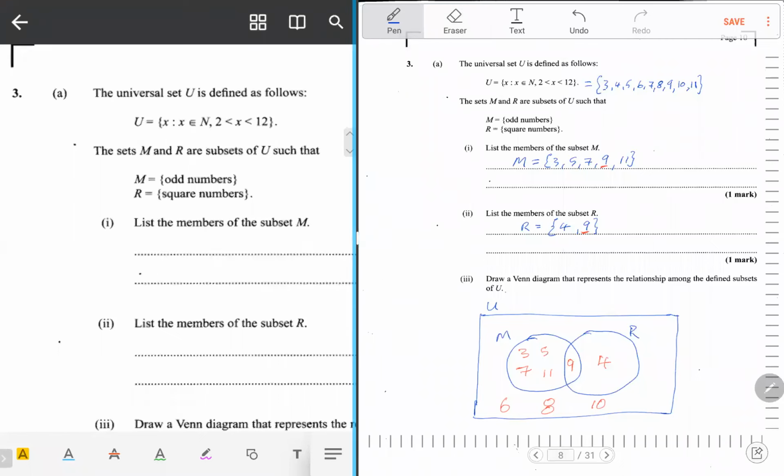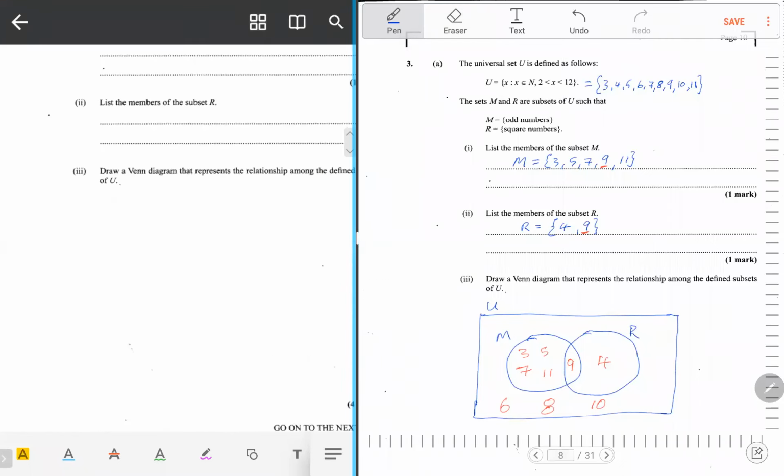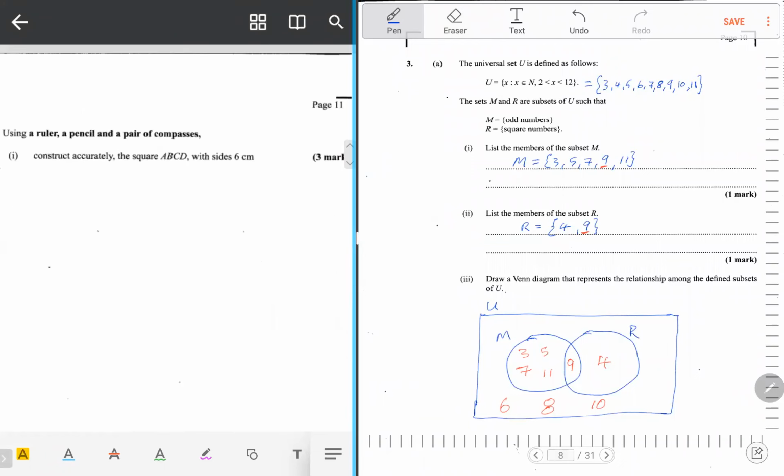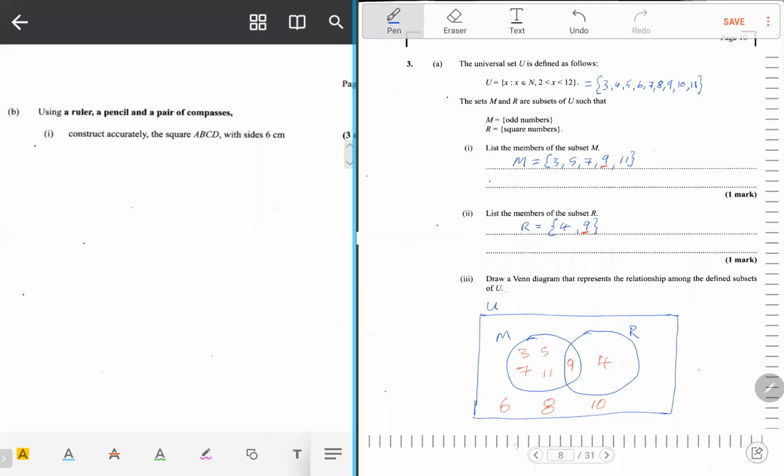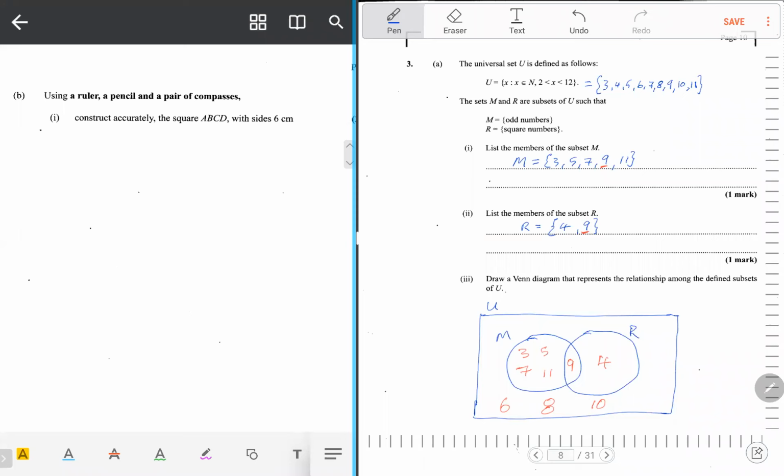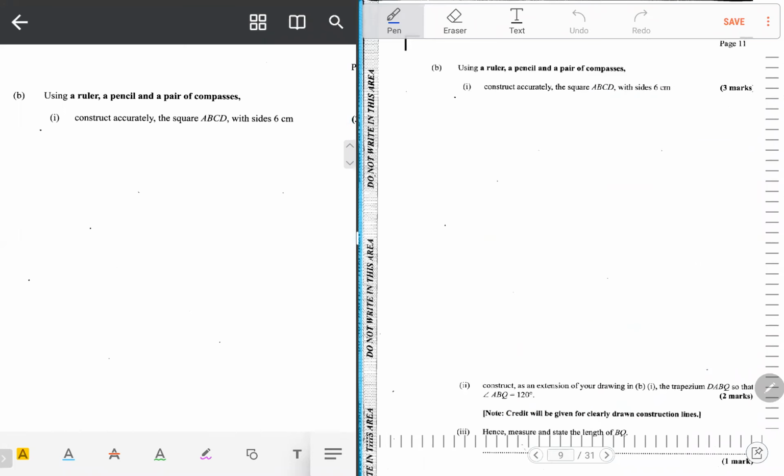It's on a page by itself. All right, so this is a construction. It's kind of difficult to do the construction here without instruments. I can't use instruments on this thing. Well, let me see if I can just explain it. So the question says you have to construct accurately a square, and each side is 6 centimeters. Construct a square where each side is 6 centimeters.